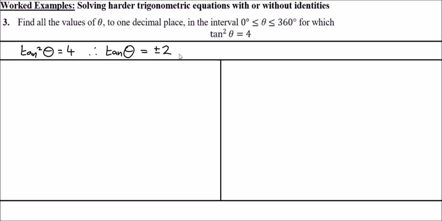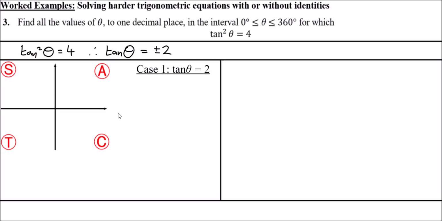So again, you might be getting used to this idea now. You need to consider more than one scenario. The first scenario is where tan theta is going to be positive 2. So where would tan theta be a positive 2 here? Again, get your CAST diagram ready, do a big X going through the origin, and work out the principal value on your calculator of where tan theta equals 2.